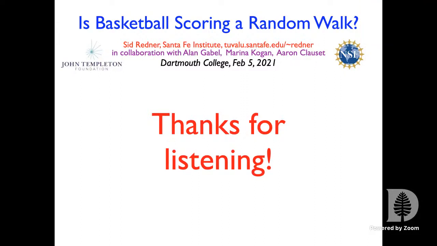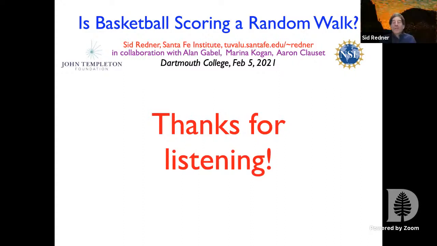Is the scoring of a single player also a random walk? We do not have that kind of data, because all we had was the score as a function of time, not individuals, so I don't know what to say there. But one thing I would say is that most players do not play the full 48 minutes, and so their scoring is hard to describe when they're in the game or not in the game. That's another issue, how to properly normalize that kind of data.